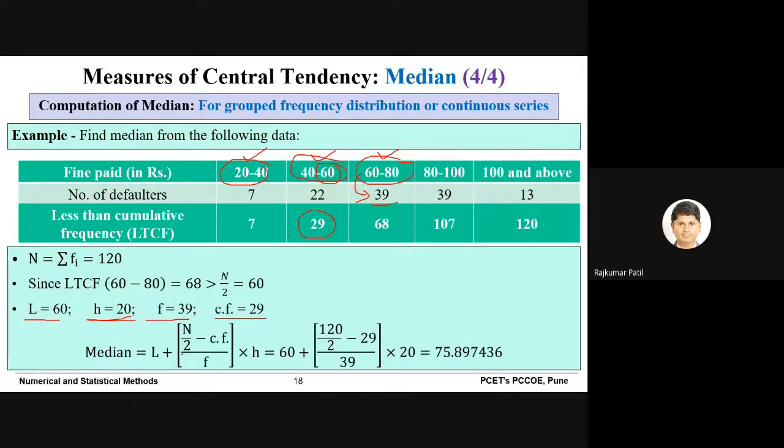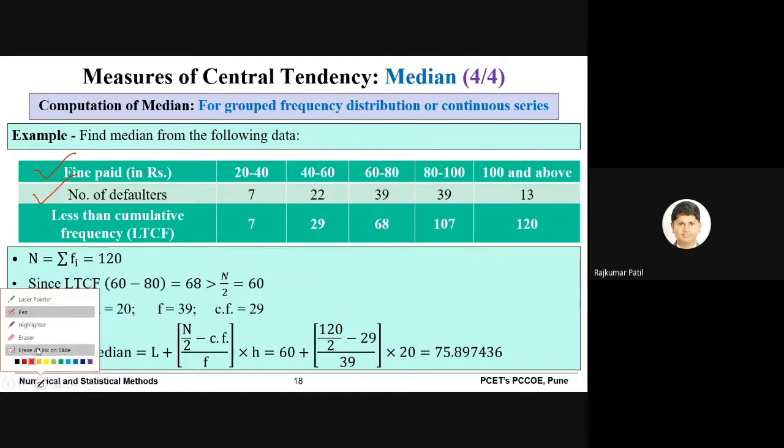Then we will put all these values in the equation. L is 60, N is 120, CF is 29, F is 39, and H is 20. And the answer is 75.897436. So this is how you can find out the median if such type of data is given to you. But that needs additional practice so that you can calculate the median.